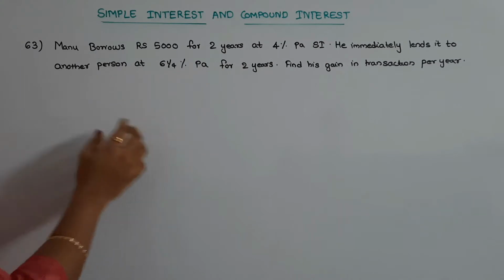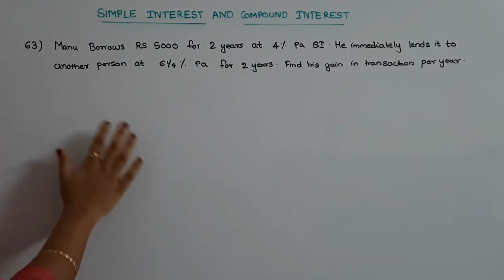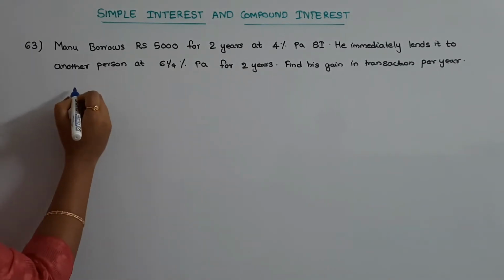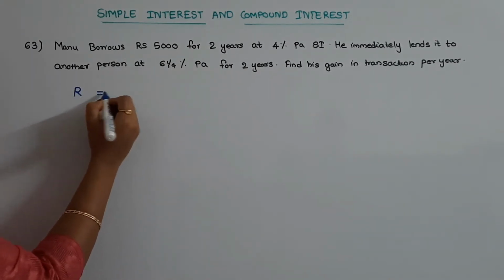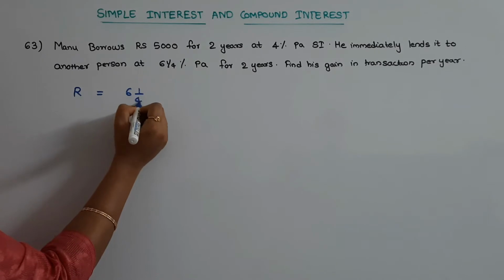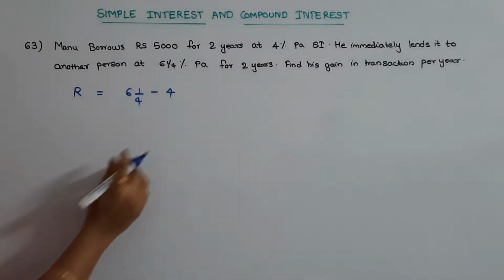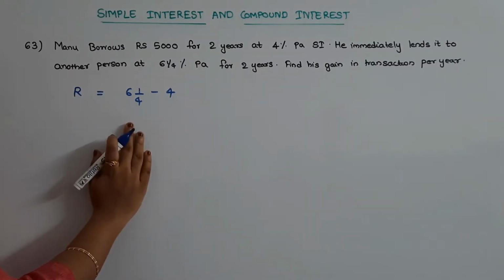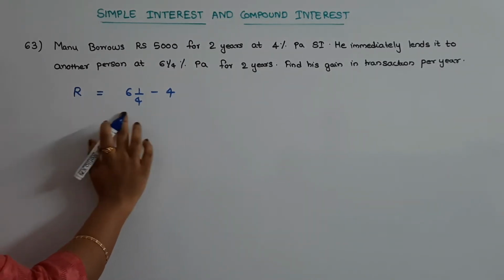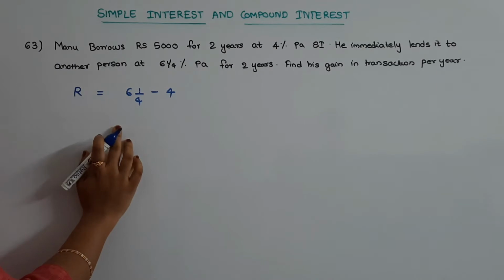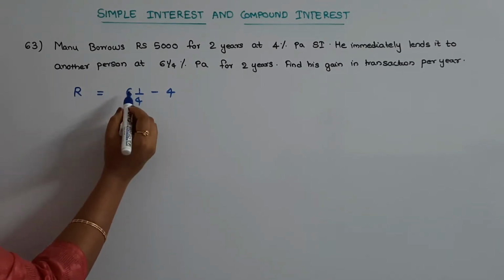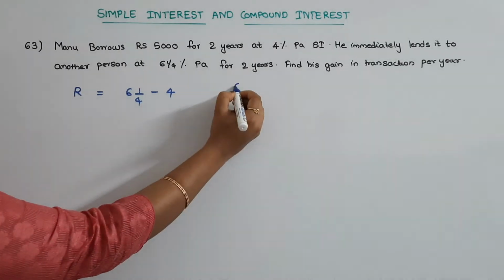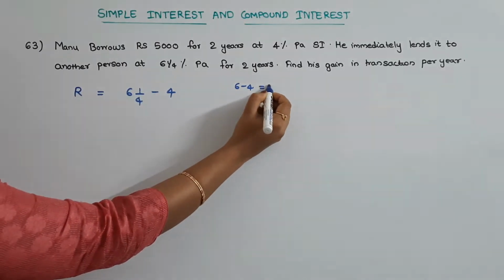So, in order to find out the difference, the easy method is to find out the difference in the rate first. So, what is the difference in the rate? Difference in the rate will be equal to 6 1/4 minus 4. Now, how can we do this simplification easily? There is a shortcut method to find out this answer. First, subtract this 4 from 6. That is 6 minus 4, that will be equal to 2.